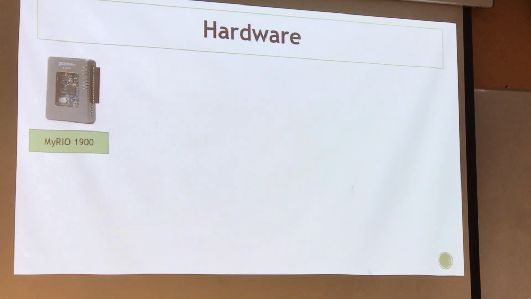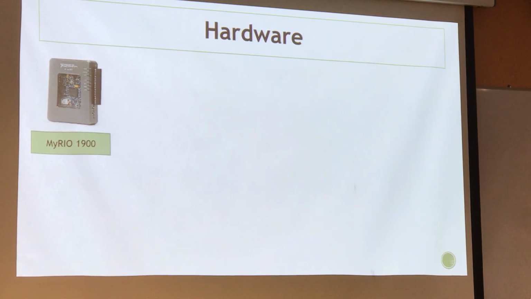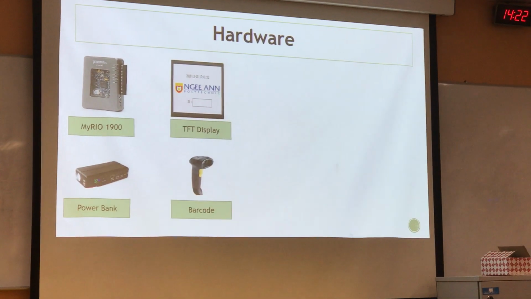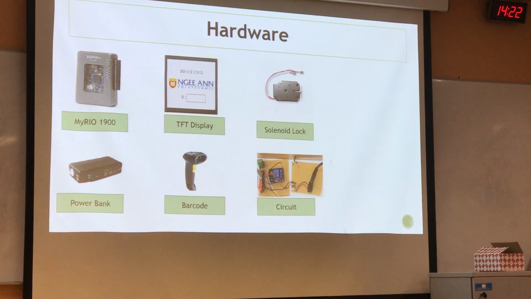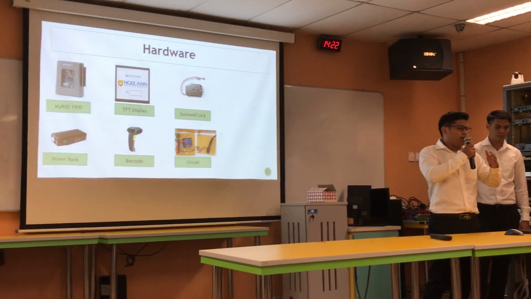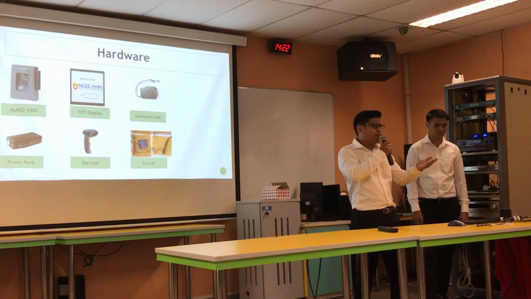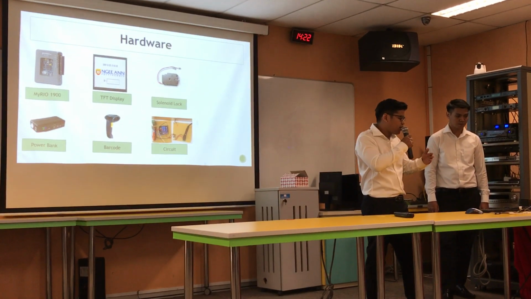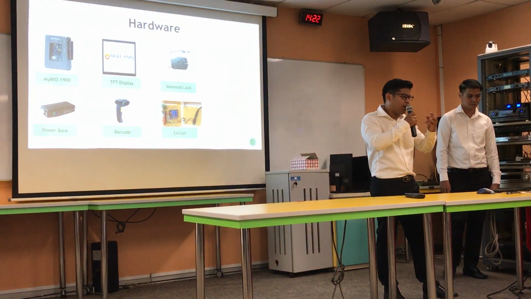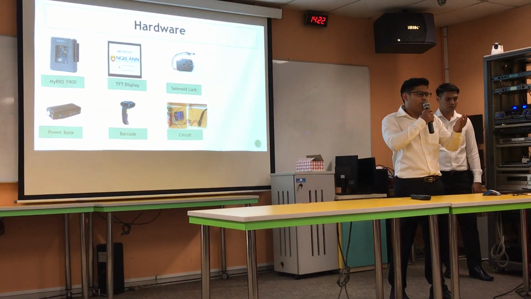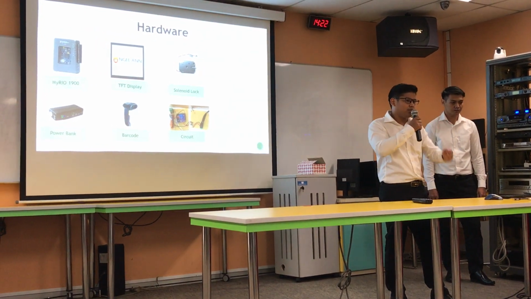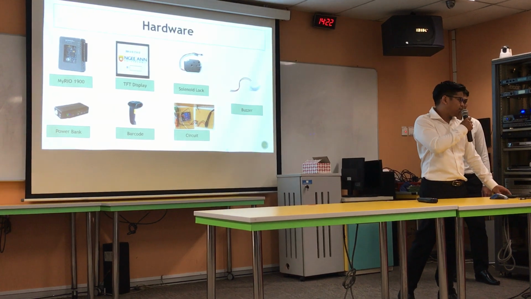So for the hardware part, we are using Mario, which is running standalone. All the codes are already deployed inside. Power bank, TFT displays, barcode, Solana lock, and the circuit. This circuit is for you to have a choice of whether you want to use an alternative power supply. You can use a power bank or a main supply. The power bank can be used when there is a power outage in the hospitals, or when there's a high volume of patients and you need a cabinet to move around in between wards. And also the buzzer.